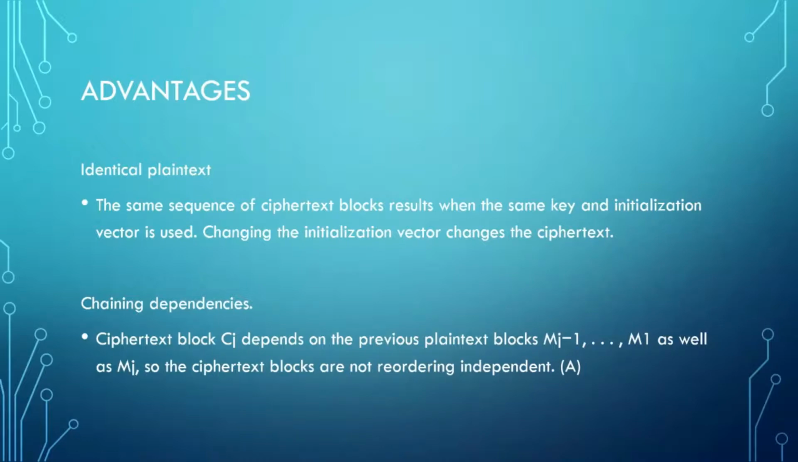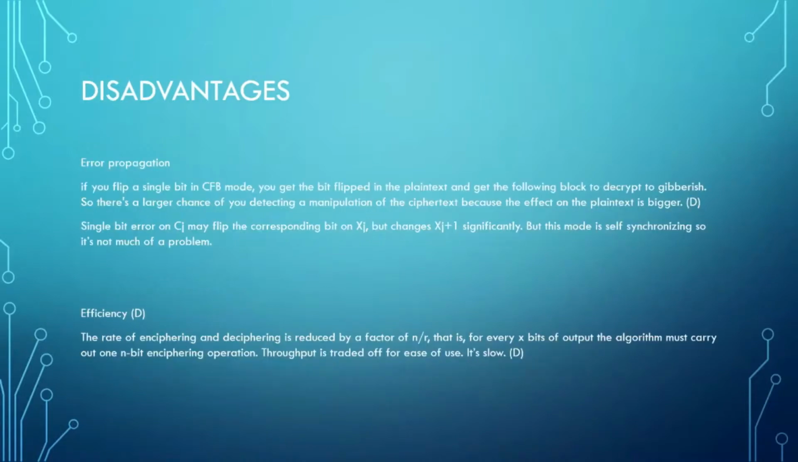Ciphertext block Cj depends on the previous plaintext blocks Mj-1 all the way to M1, as well as Mj, but the ciphertext blocks are not reordering independent. As for the disadvantages, the first is error propagation. If you flip a single bit in CFB mode, you get the bit flip in the plaintext and get the following block to decrypt to gibberish.